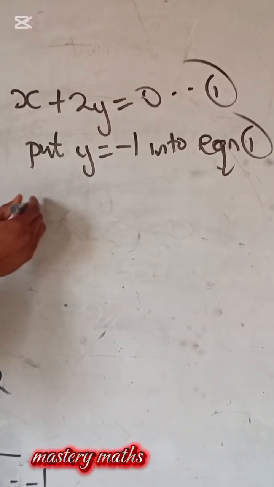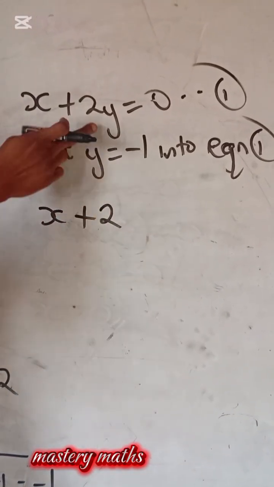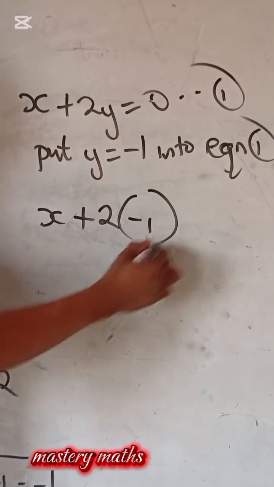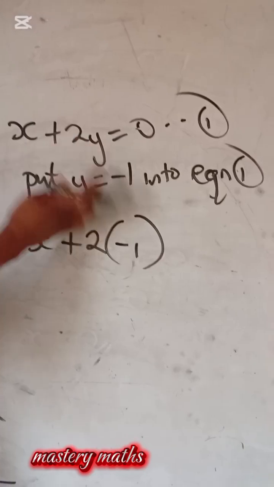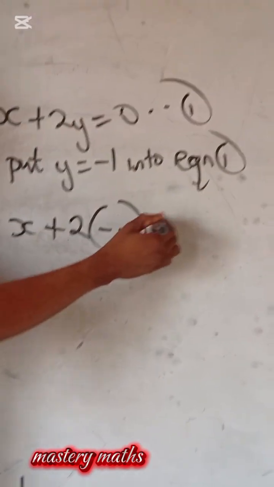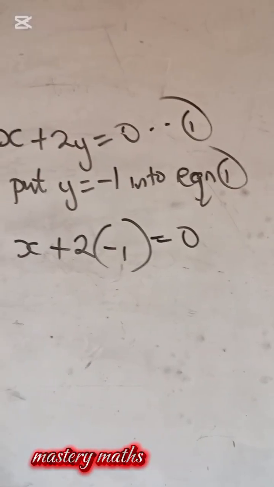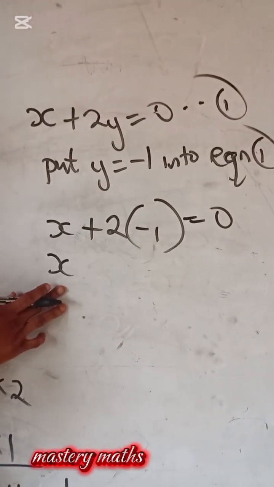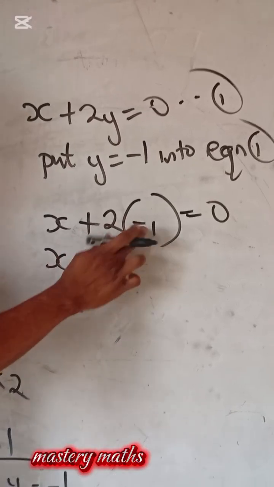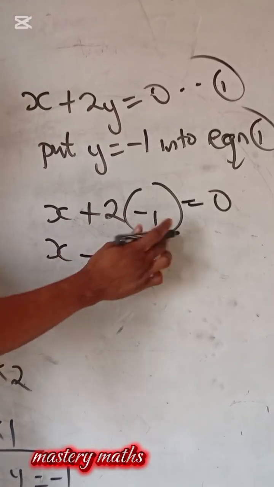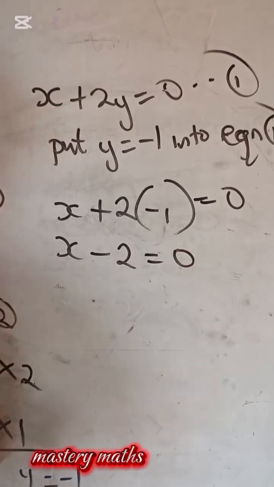So this is our x plus 2. Instead of writing the y, you open a bracket and put minus 1, because you are replacing the y with minus 1. Then equal to 0. Then you write x, bring out your x, then you multiply. Plus times minus will give us minus. 2 times 1 is 2, equal to 0.